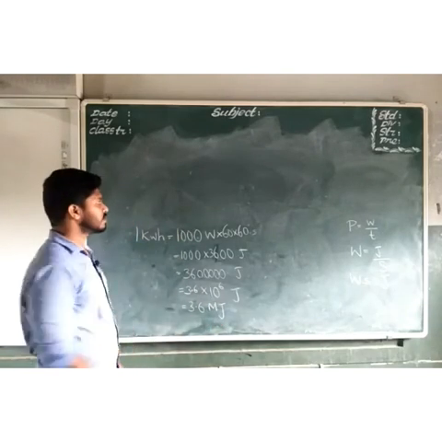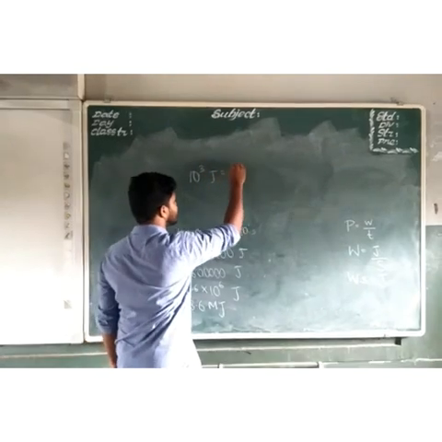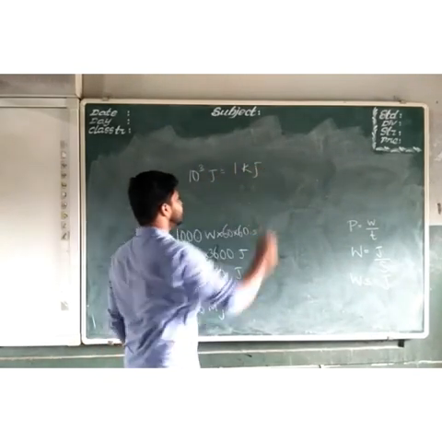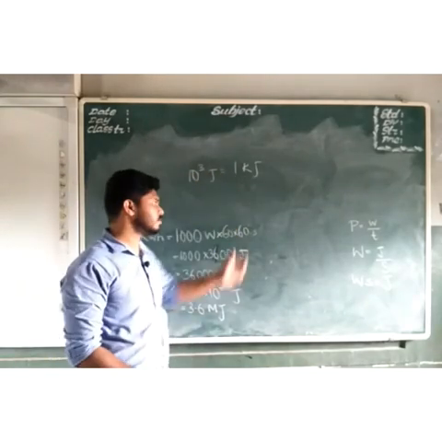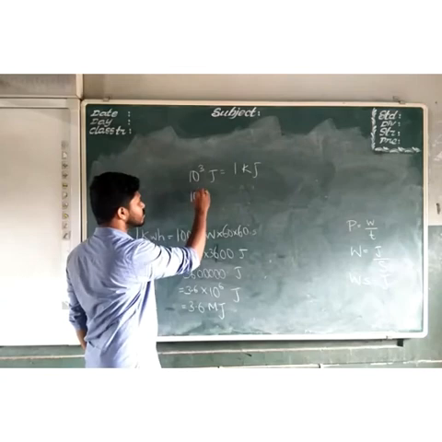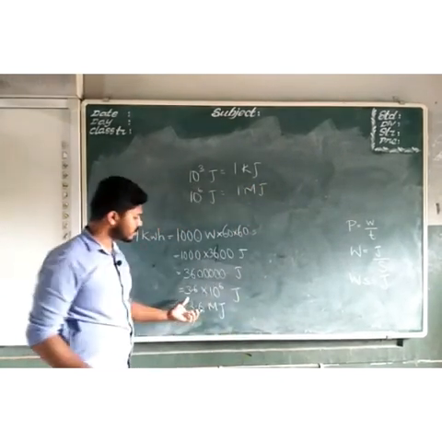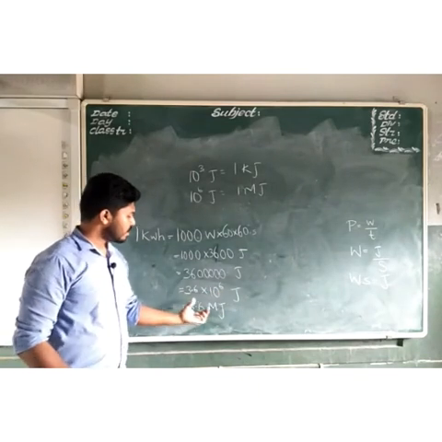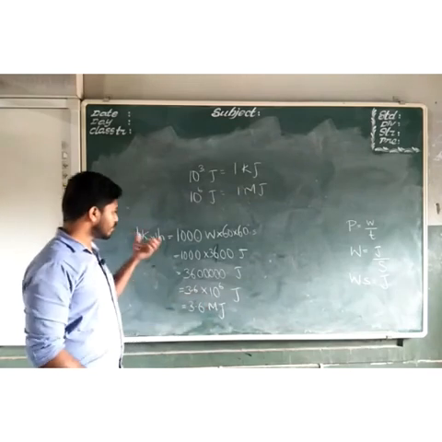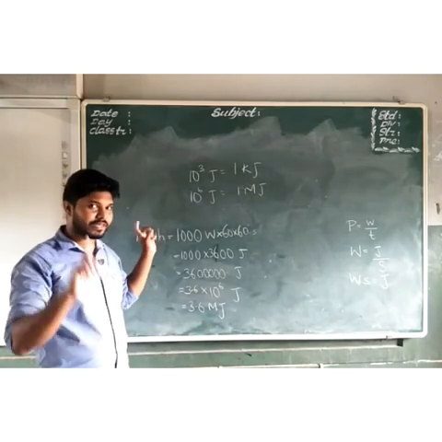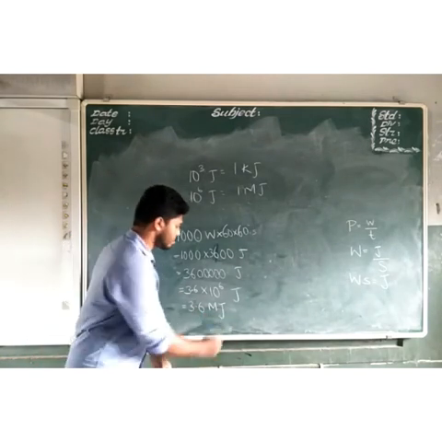What is megajoule? We can write 10 raised to 3 joule, that is 1000 joule, is equal to 1 kilojoule, isn't it? Likewise, 10 raised to 6 joule is equal to 1 megajoule. So instead of 10 raised to 6 joule, we can write megajoule. So that is 3.6 megajoule. So 1 kilowatt hour or 1 unit is equal to 3.6 megajoule.